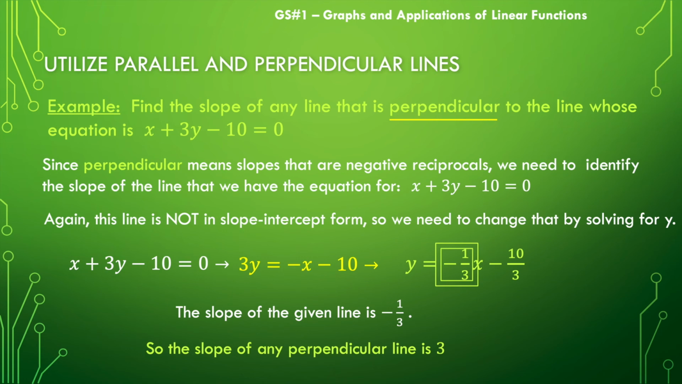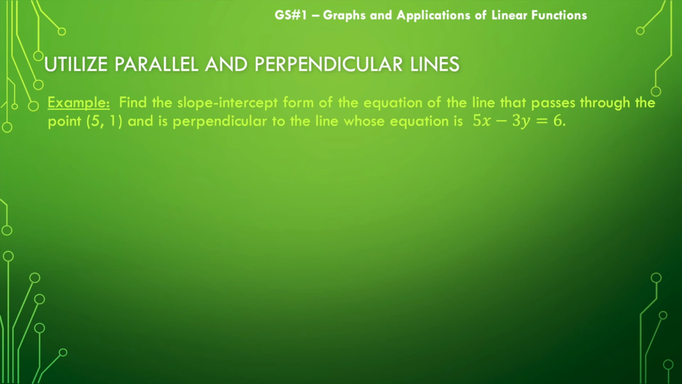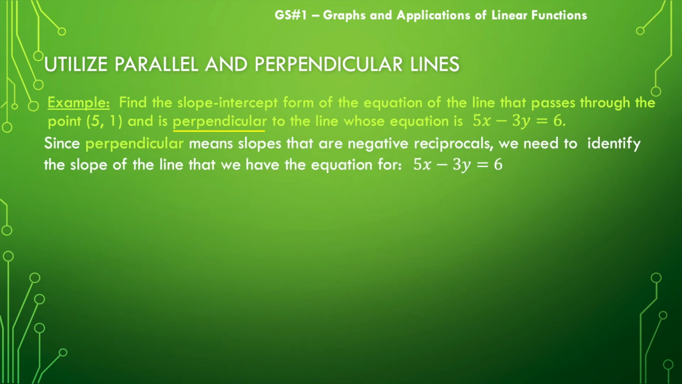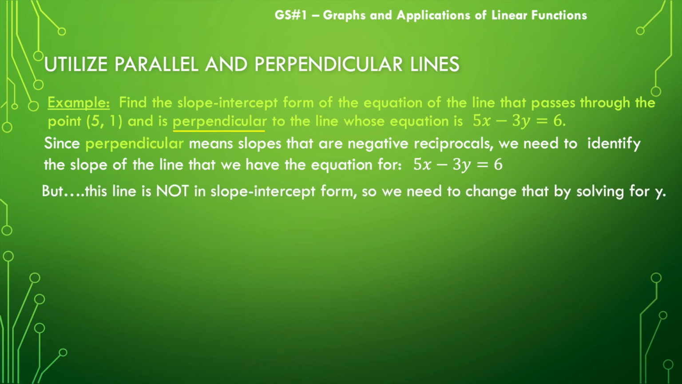And our last example here, find the slope-intercept form of the equation of the line that passes through the point (5,1) and is perpendicular to the line whose equation is 5x minus 3y is equal to 6. Now, this looks like putting together several things that we've done in previous examples. Remember that we're identifying that this is perpendicular, so we're dealing with negative reciprocal slopes, and I have an equation that I can find the slope of the original line from.